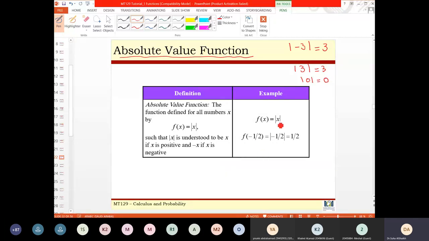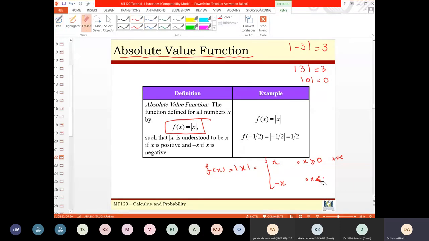The absolute value function is f of x equals the absolute value of x, meaning each time I put in x, I get its absolute value. Now the absolute value of x, by the way, is written like this. It is x if x is greater than or equal to 0, meaning if x is positive, it stays the same. If x is positive, the absolute value of x is x itself. And if x is negative, the absolute value is positive, meaning it is minus x if x is less than 0.